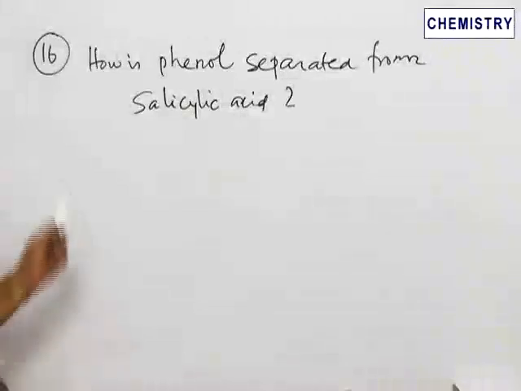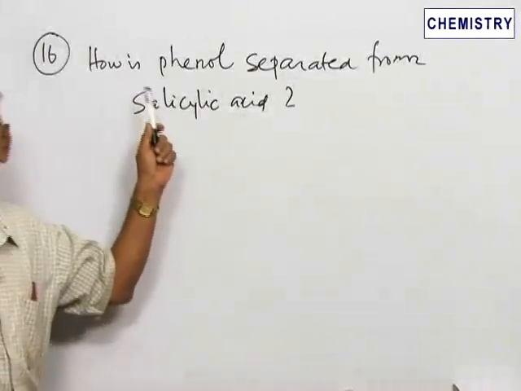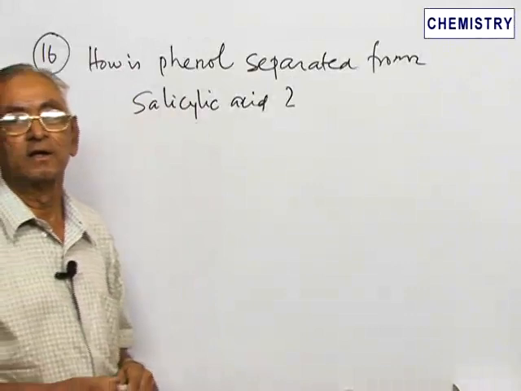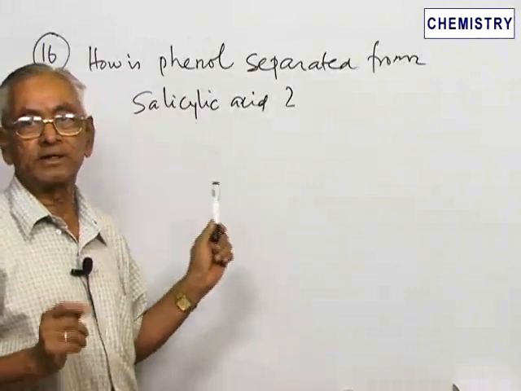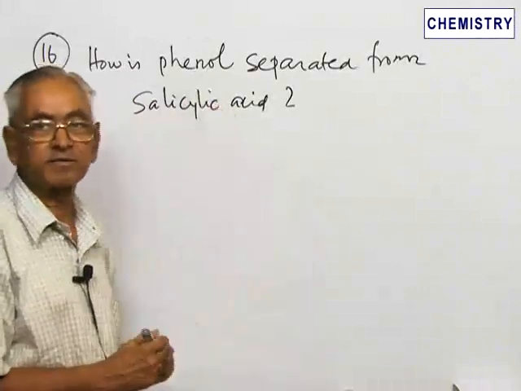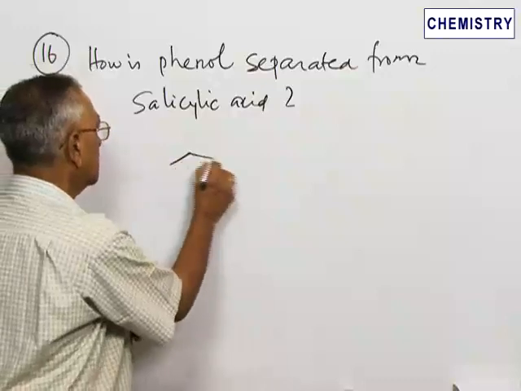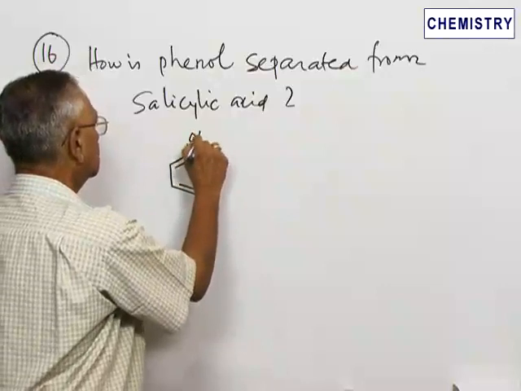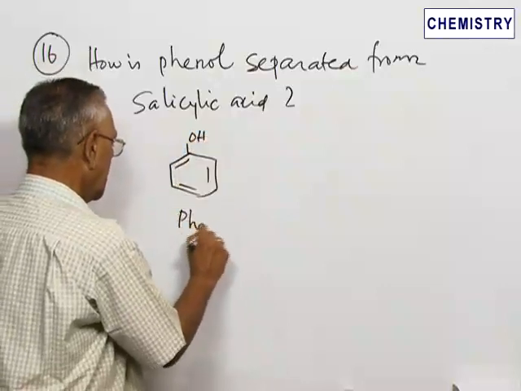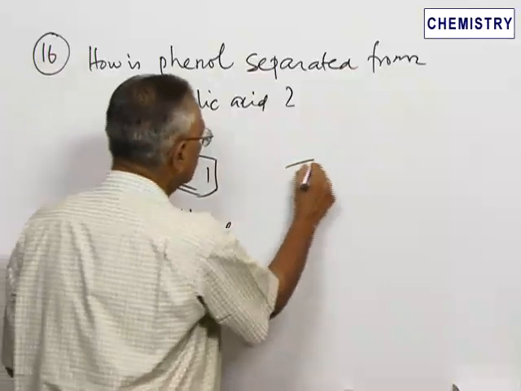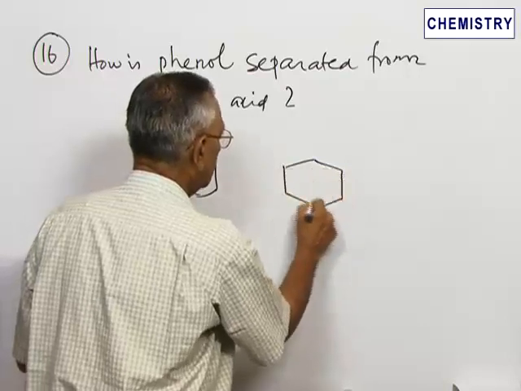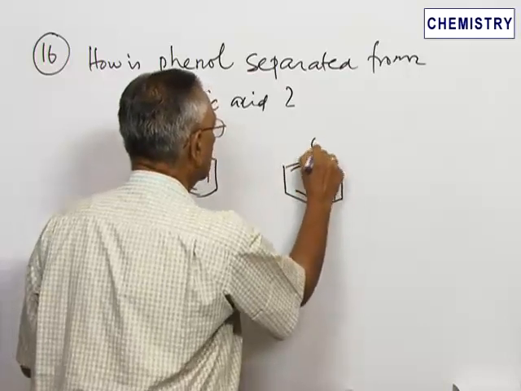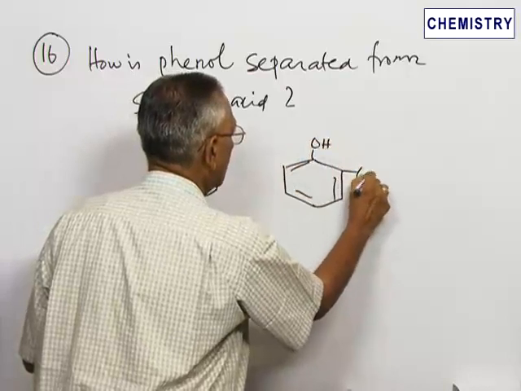The next question is, how is phenol separated from salicylic acid? To know the separation method, first of all, you should know the structures of these compounds. Phenol is represented by the structure or the formula C6H5OH. This is actually phenol. And salicylic acid also contains a phenolic group, but in addition to that, it contains an acid group, that is 2-hydroxybenzoic acid.